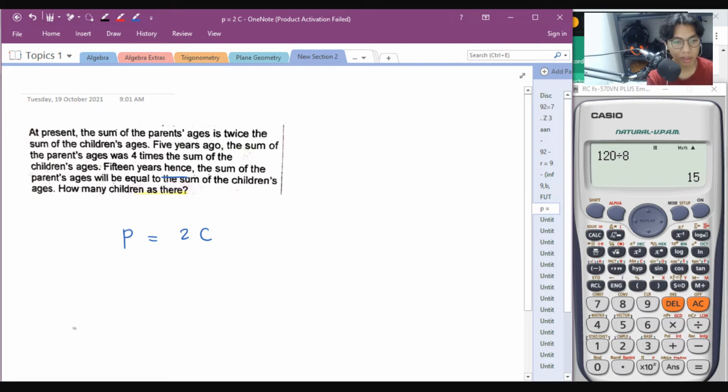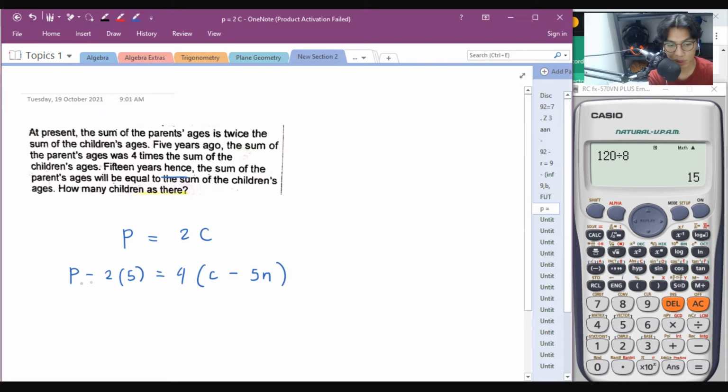Tama? So, yung parents mo, parehas sila. Dalawa lang naman yan. Hindi mo pwedeng 3 parents eh. So, parents, hindi magiging 10 years ago yan. Will be twice. Dalawa ang parents mo eh. Twice nung ilan yung ima-minus mo? 5 years ago. Equal to yung 4 times the sum nung children's ages. Hindi natin alam yung number of children. So, we let that as C. And then, minus yung 5 years. Hindi naman natin alam yung number of children dyan.